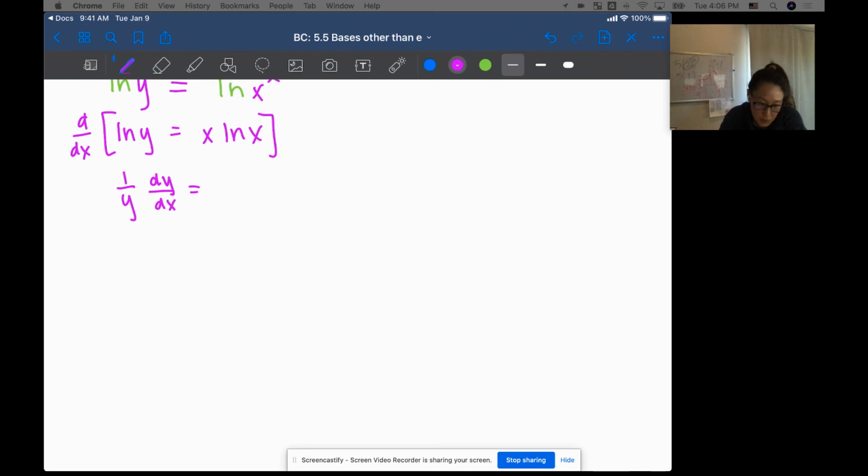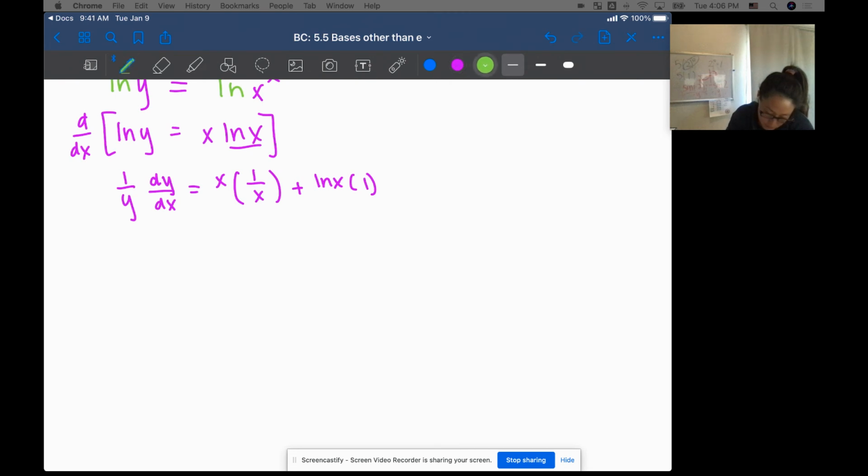And that is equal to, we're going to use the product rule. So left times the derivative of the right: ln x is the right, so its derivative is 1 over x, plus the right, which is ln x, times the derivative of the left, which is 1. All right. Now we just solve for dy/dx.